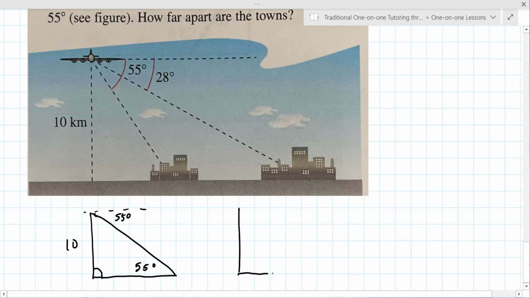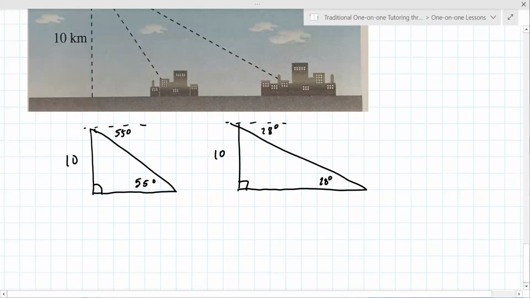The second triangle, 10, and then this is 28 degrees. So this is 28 degrees down here. And they want you to find the distance. So they want you to find x in both cases. And from geometry or from earlier in this course, you know that these are the 3 main trig functions that you will use: sine, cosine, and tangent. Which trig function should you use with this angle?